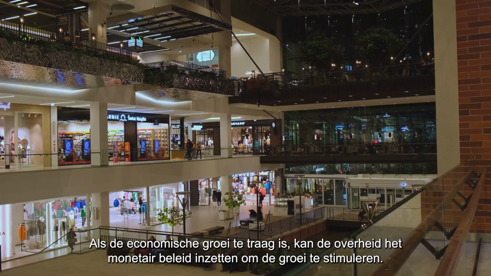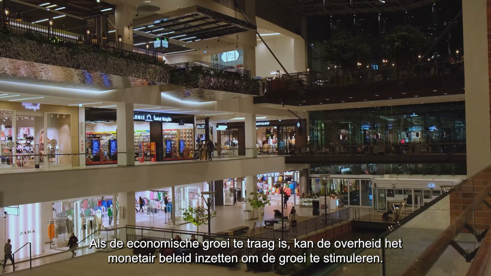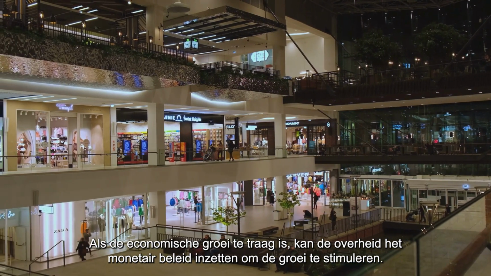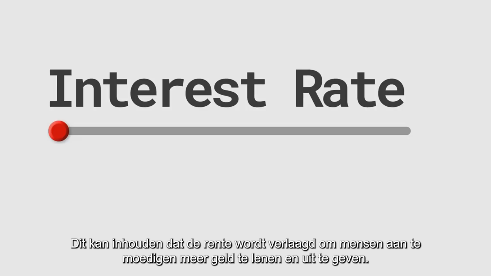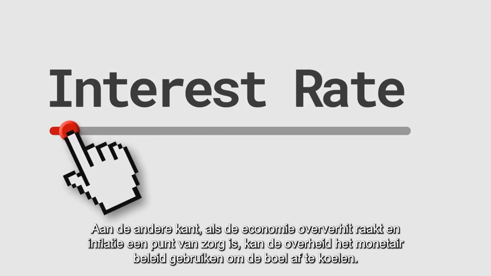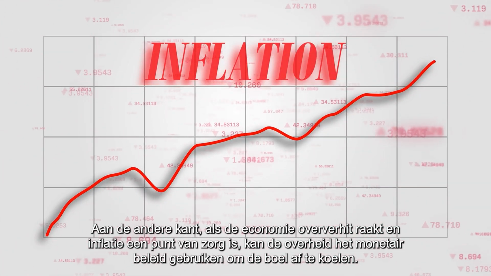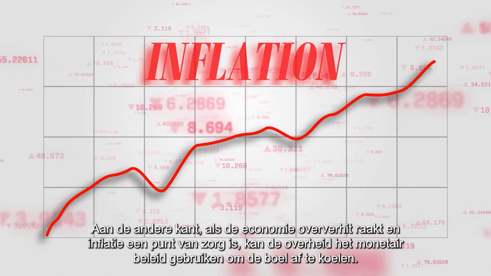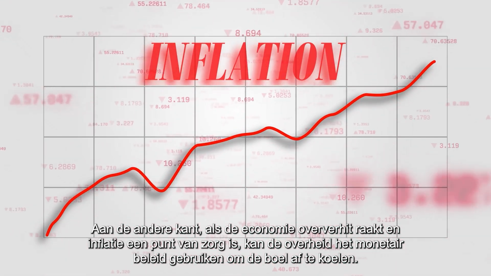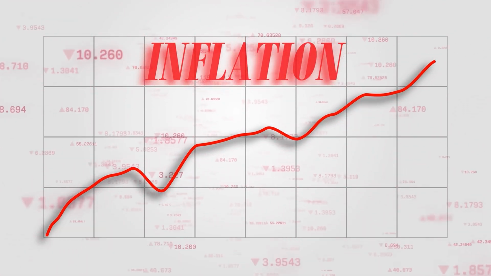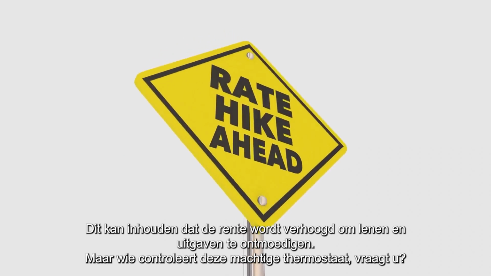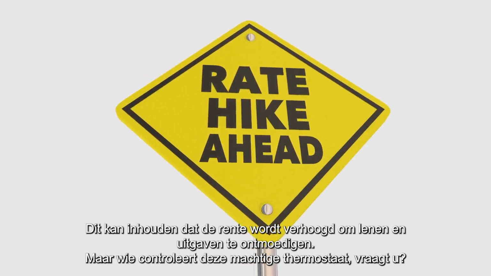If the economy is growing too slowly, the government can use monetary policy to try to stimulate growth. This might involve lowering interest rates to encourage people to borrow and spend more money. On the other hand, if the economy is overheating and inflation is a concern, the government can use monetary policy to try to cool things down. This might involve raising interest rates to discourage borrowing and spending.